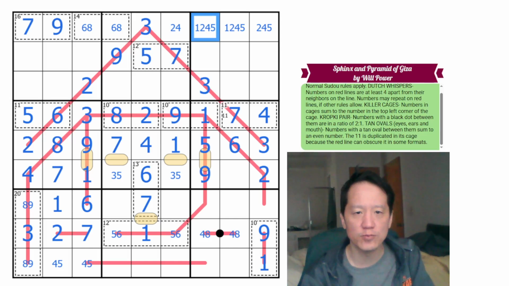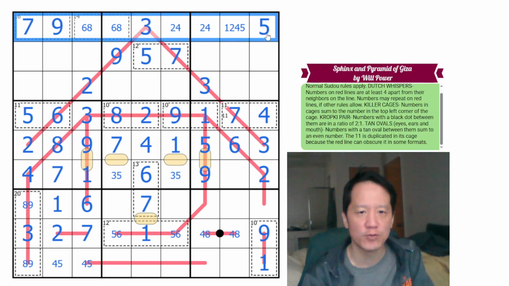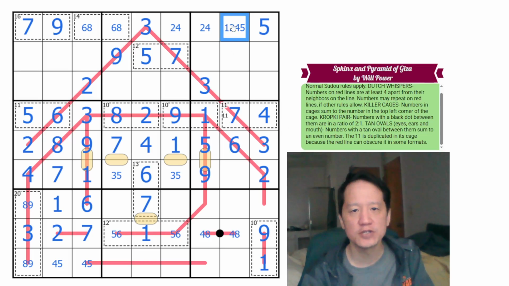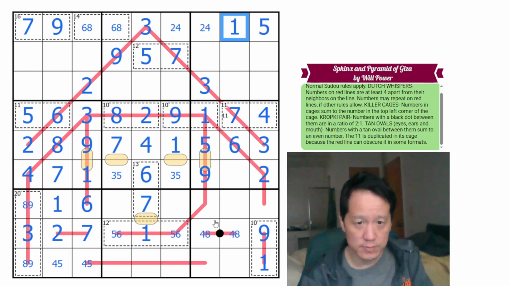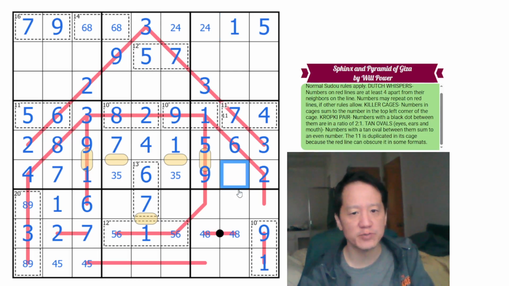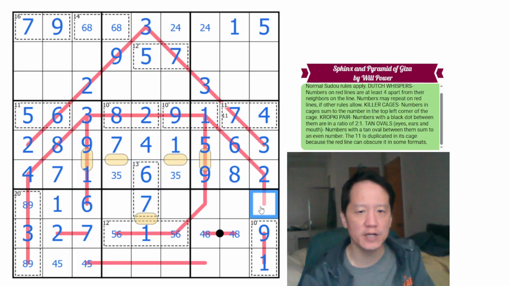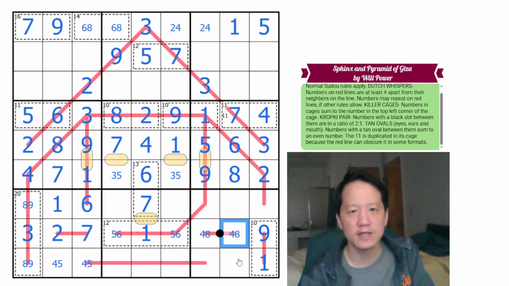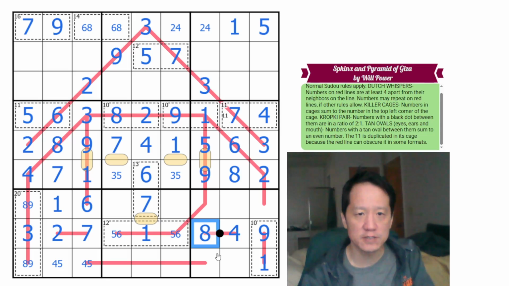This can no longer be 1 or 5. This can't be 2 or 4, so this must be a 5. Well, we have a 2-4 pair now here, so that eliminates 2 and 4 from the rest of the row. So this can't be 2 or 4, it can't be 5, this must be a 1. And this digit has to be an 8, because that's the only digit remaining. This digit can't be an 8 then, so it must be 4, which makes that an 8.